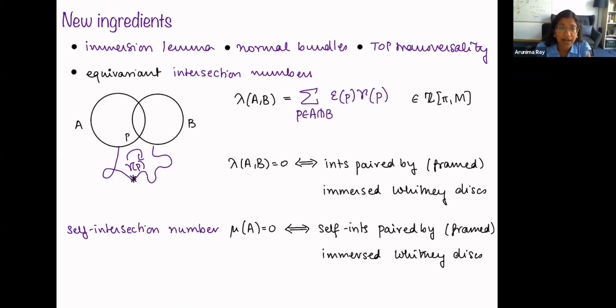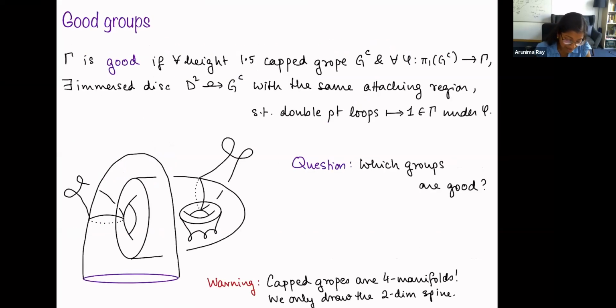So now we just have to count it in a different way, but the result is still the same. Okay. So that's something we needed for this. The other thing we needed was this notion of what is a good group. So let me spend some time talking about what that is.